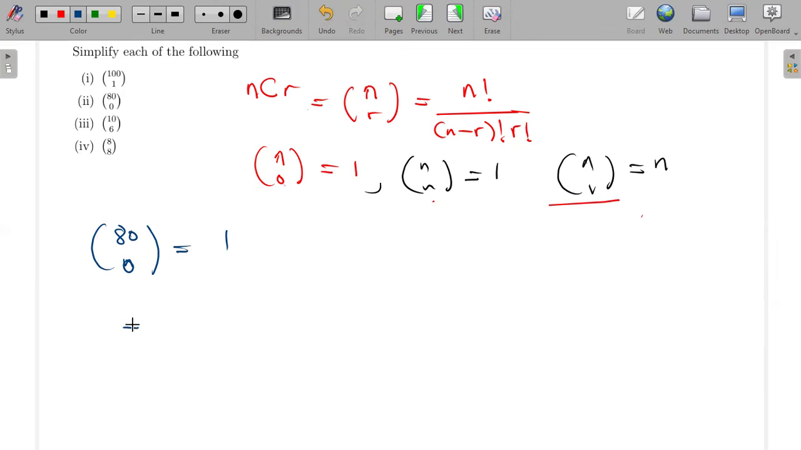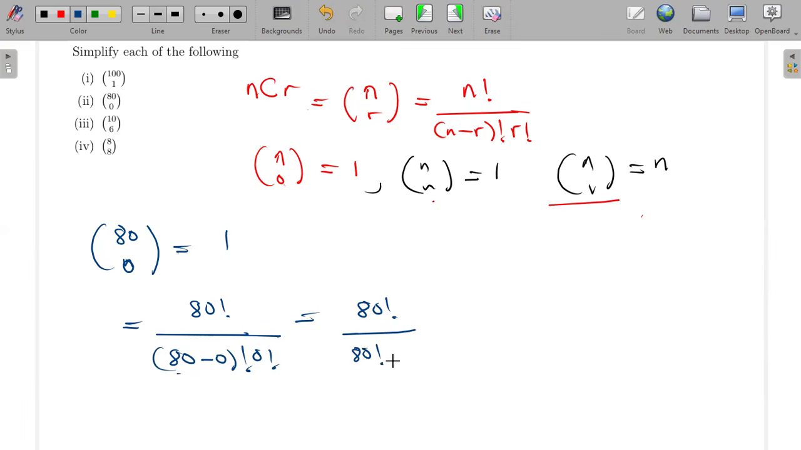So to show this, we'll say that is going to be 80 factorial, then divided by 80 minus 0, since your r is 0, factorial, then you have 0 factorial there. So this is going to be 80 factorial divided by, so 80 minus 0 is just 80, so you have 80 factorial and then 0 factorial. So the 80 factorial and the 80 factorial divide, and then 0 factorial is just 1. So you have 1 over 1, which just gives you 1. So here we find out that way.